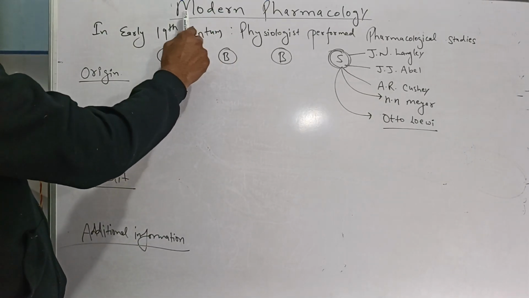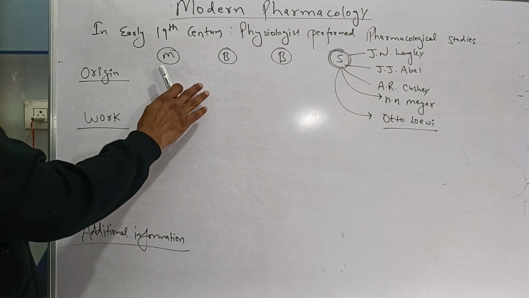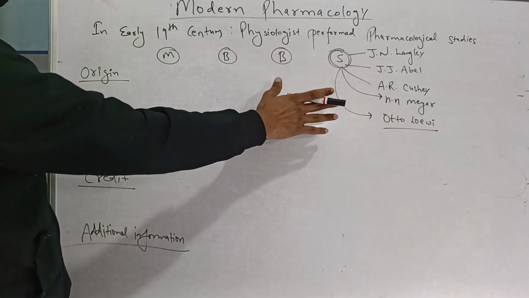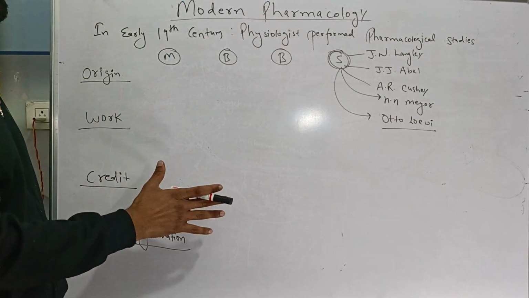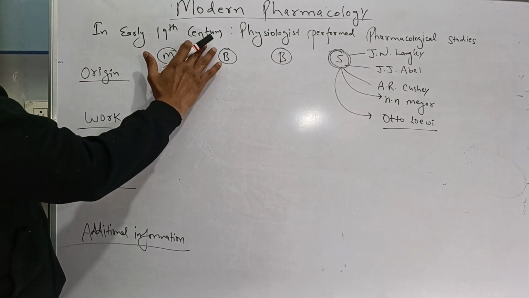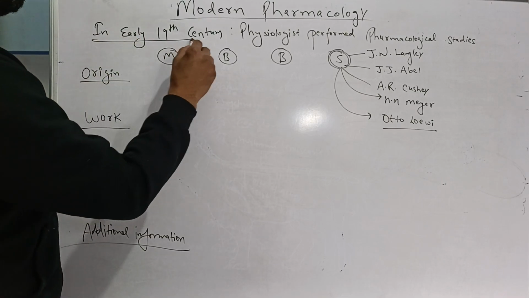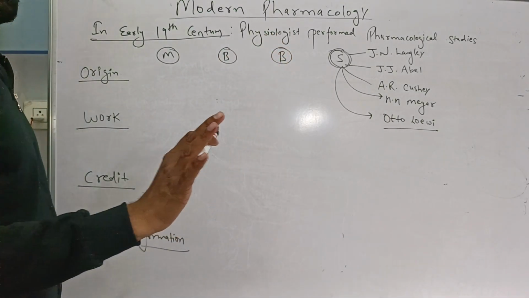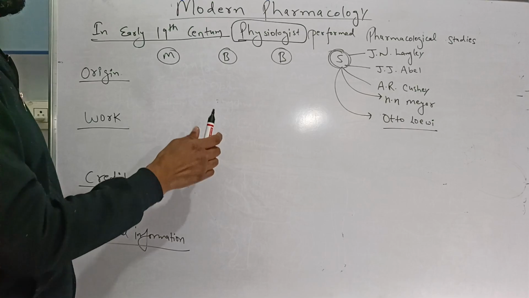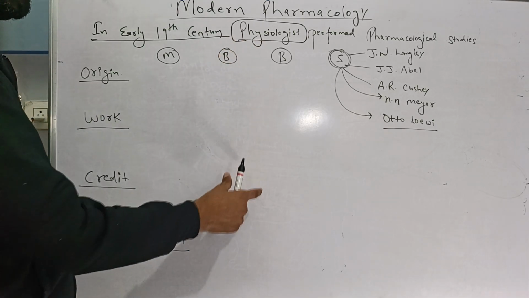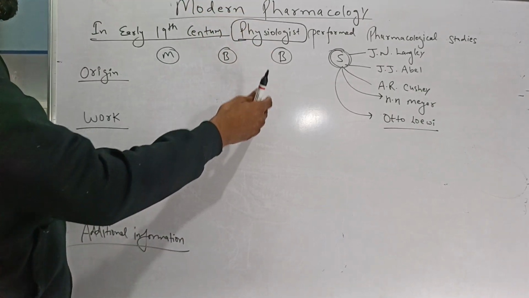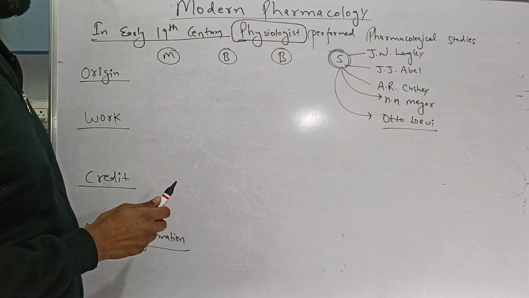So we have discussed the beginning of modern pharmacology. In this lecture, we'll discuss the contribution of some physiologists and some pharmacologists in the development of modern pharmacology. In the early 19th century, there were no pharmacologists; there were physiologists who performed pharmacological studies, who performed some experiments, and it became the birth of modern pharmacology.